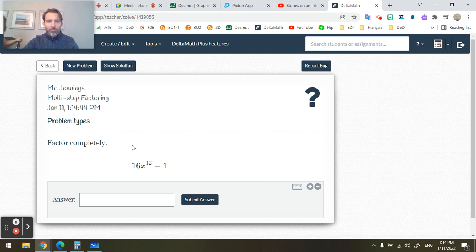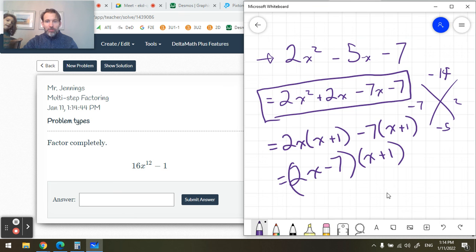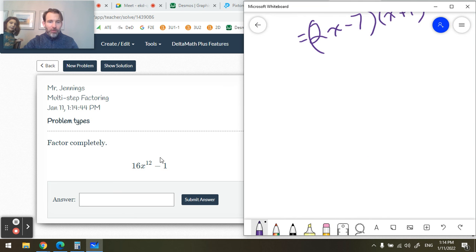Okay, here we've been asked to factor 16x to the 12 minus 1. This is a difference of squares. So differences of squares, you'll recognize them because they won't have a b term in the middle. So here we copy out the question. 16x to the 12 minus 1.